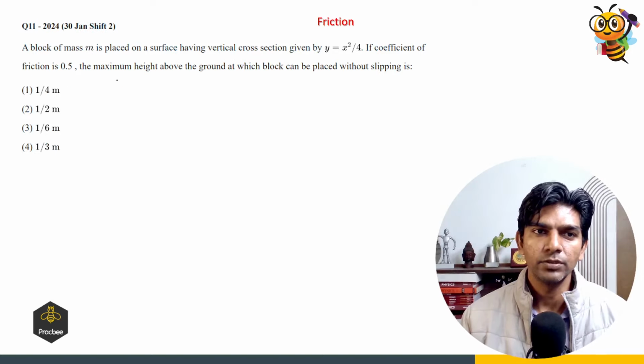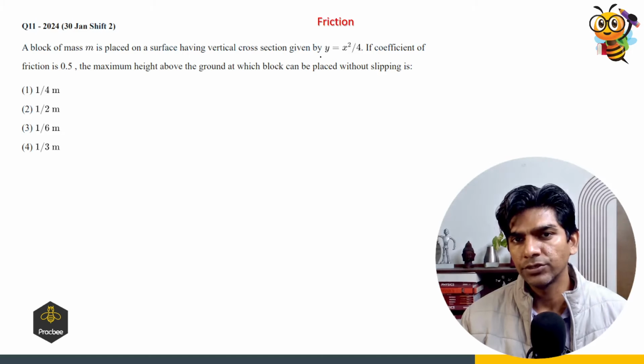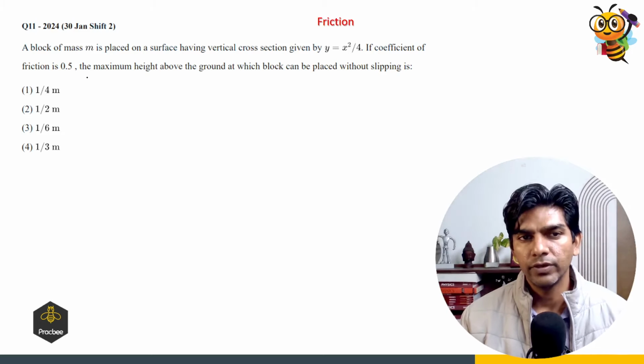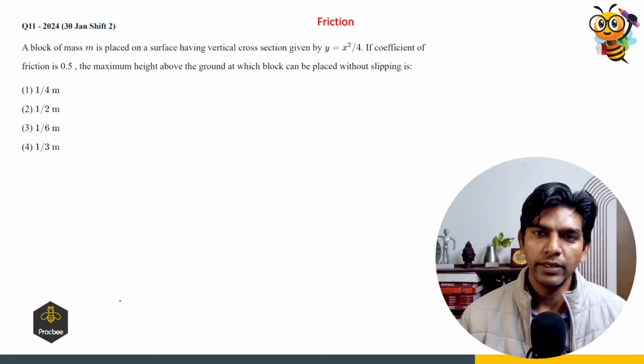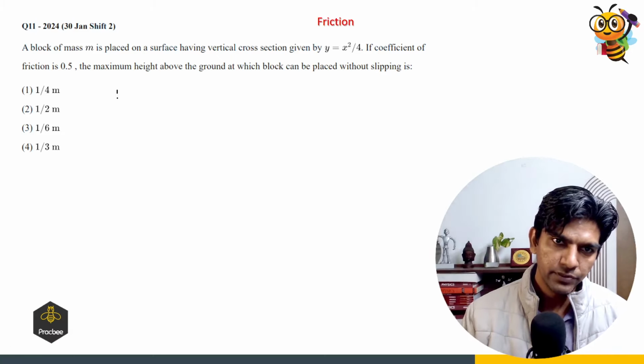Right, so let us see this question. A block of mass m is placed on the surface having a vertical cross section given by y equals x square by 4. If the coefficient of friction is 0.5, find the maximum height above the ground at which the block can be placed without slipping. So here we have been given a parabolic function. So let me first draw that.